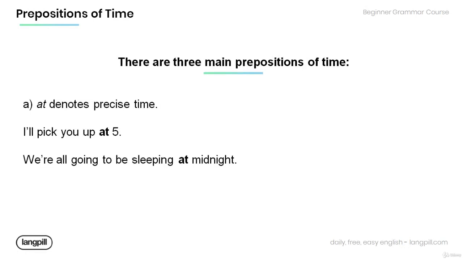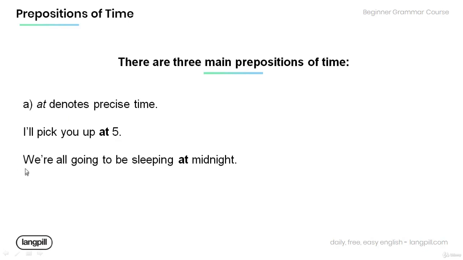Now, there are three main prepositions of time. A. At. At denotes precise time, as in the examples below. I'll pick you up at 5. The preposition of time at in the sentence denotes a precise time, 5.